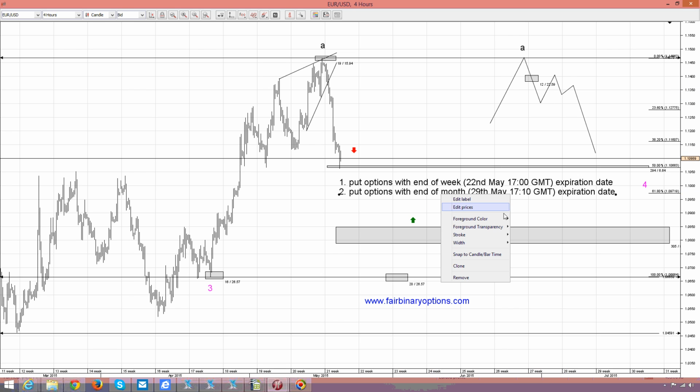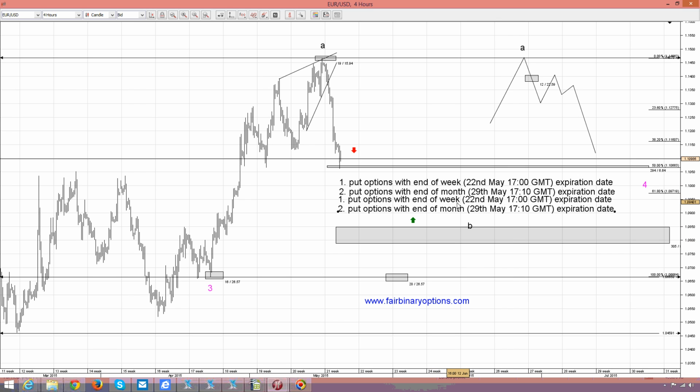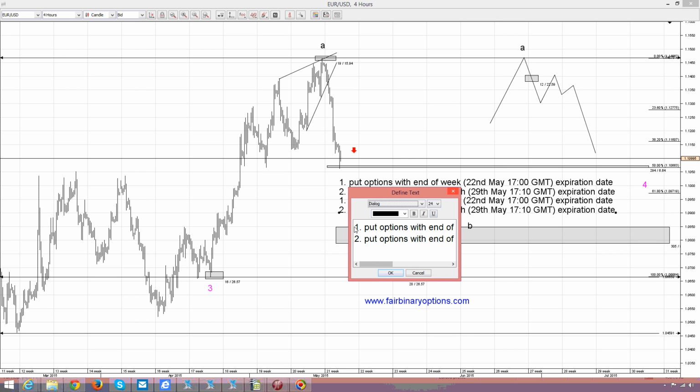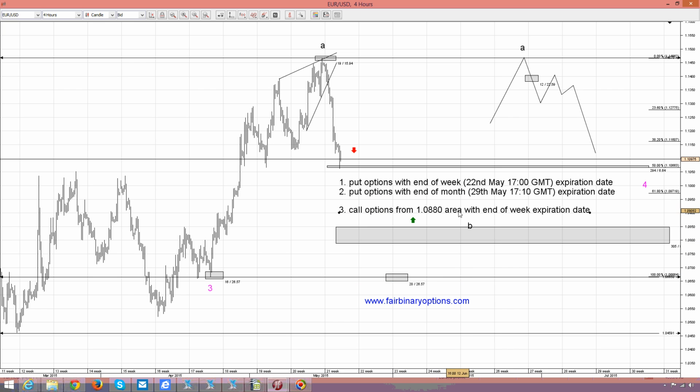So number 3, or the third step, we should go for call options from the 1.0880 area with, again, end of week expiration date. It doesn't matter when that area comes, if it comes, because it should be an area where markets should bounce. If it comes on Thursday, then we will buy with end of week expiration date, no matter what.